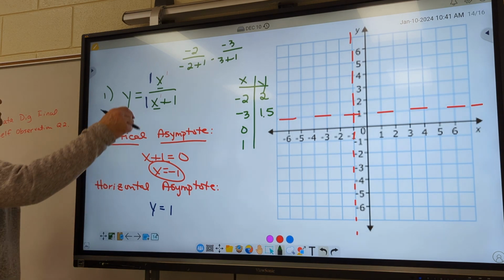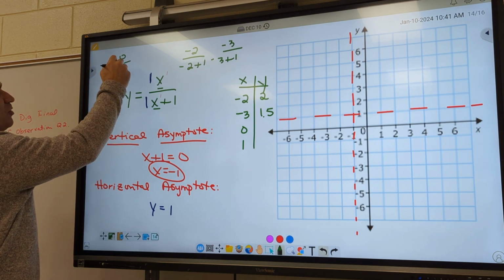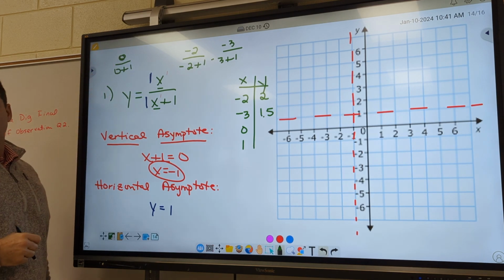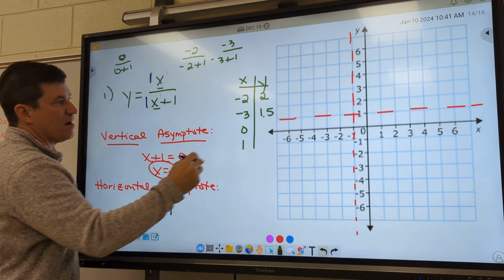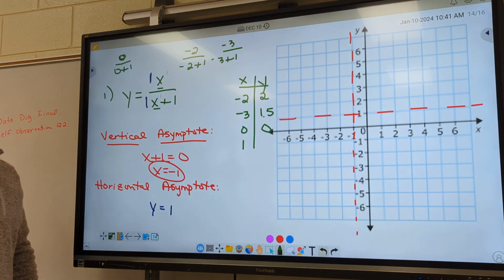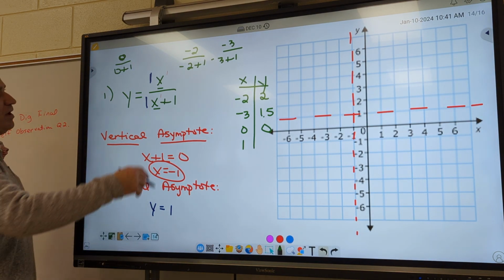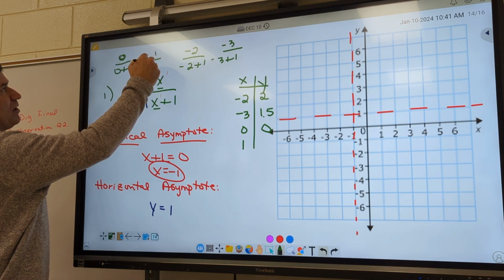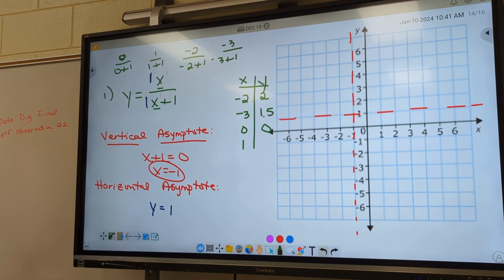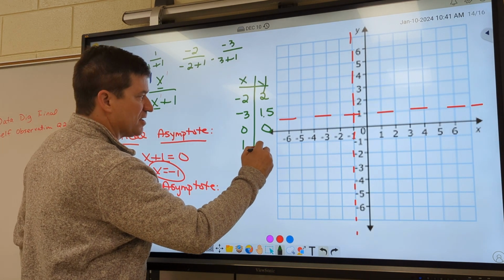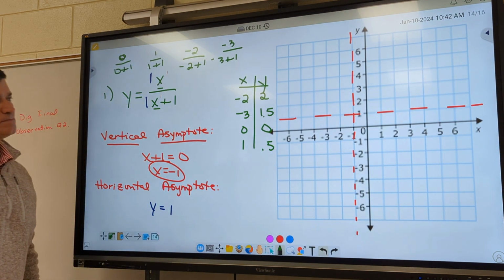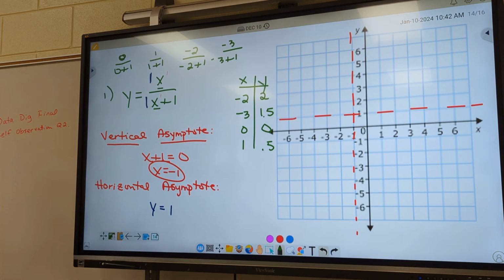All right, next is 0. 0 over 0 plus 1. I don't have to plug this one in, because I know if 0 is on the top, my answer is going to be 0. Last, we're going to plug in 1. I got 1 over 1 plus 1. All right, what does it give you? 1 over 2, which is the same thing as 0.5. Any question how we got those 4 answers?